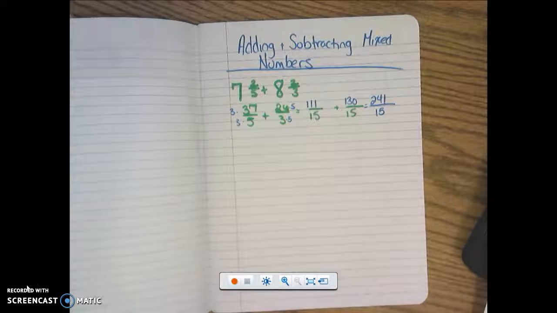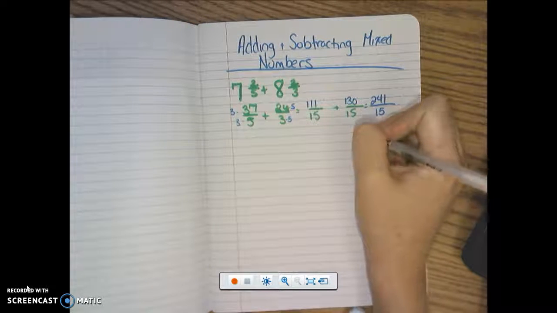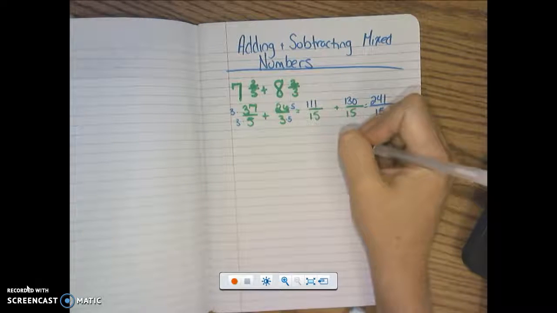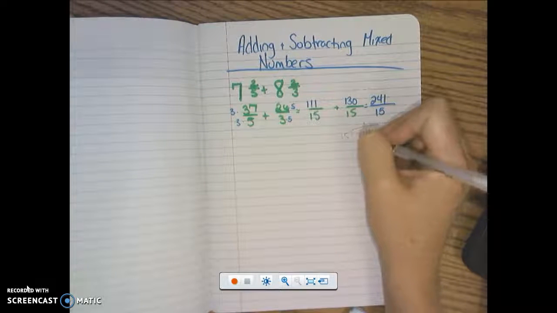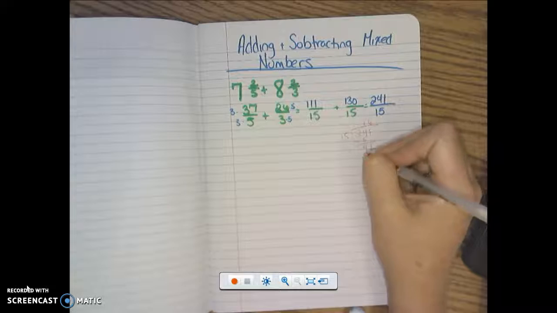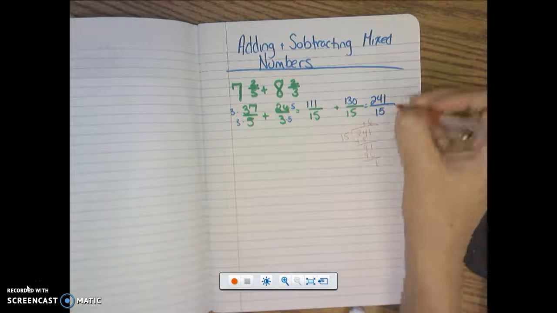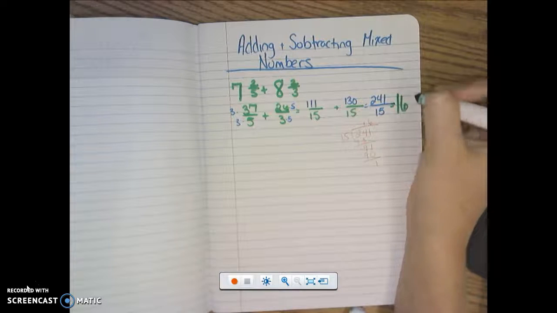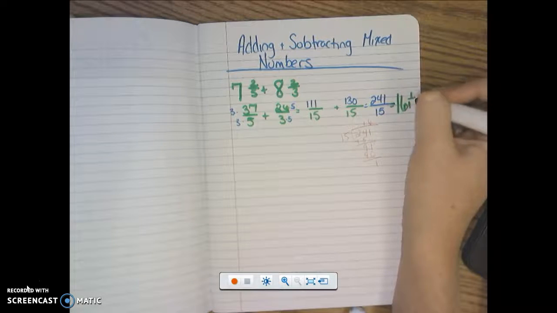And now all I have to do is make that into a mixed number. So I'm going to just divide because it makes my life a little easier. So 241 divided by 15: 1, 15, 9, 1, 6, 90. So I have my remainder 1. So I know that this is going to go into 16 whole times with 1 left over.